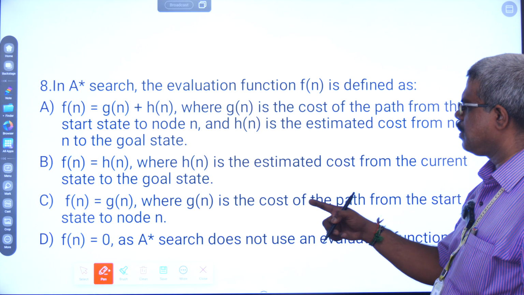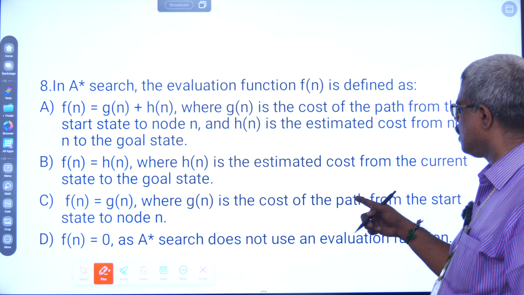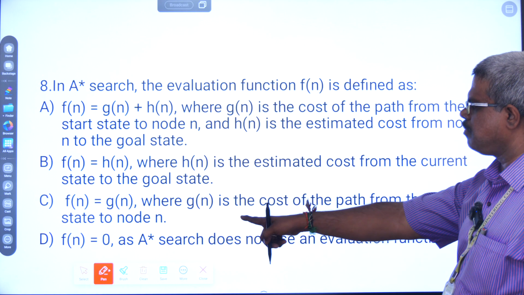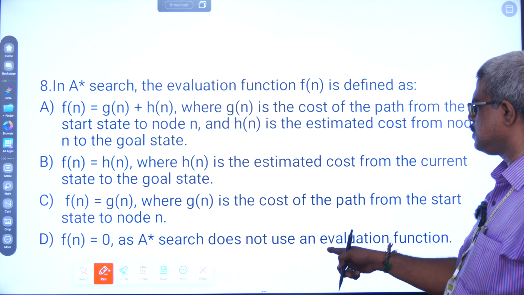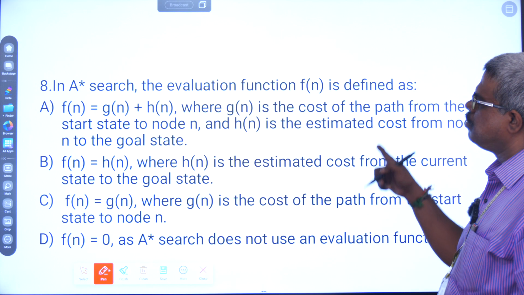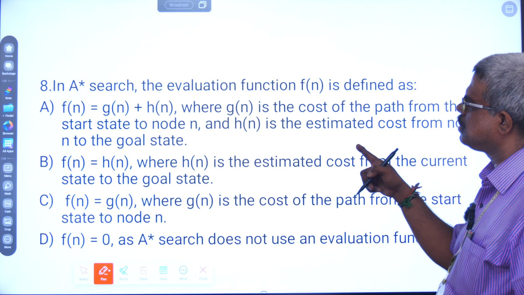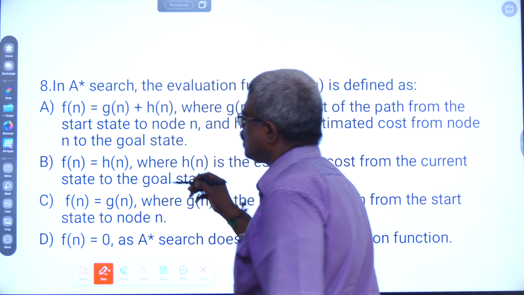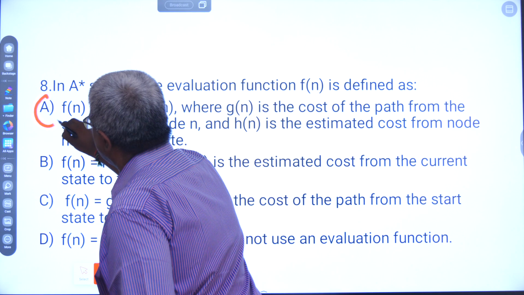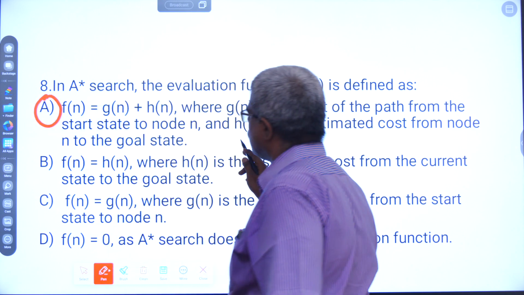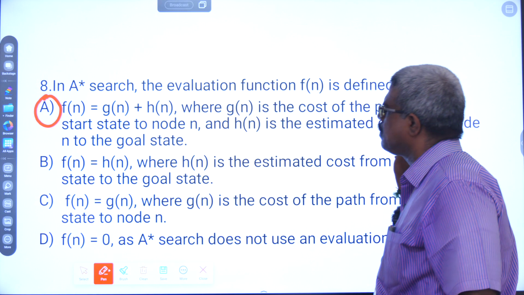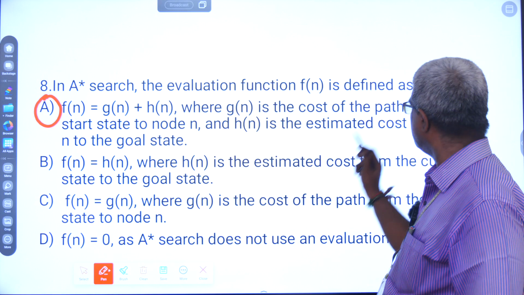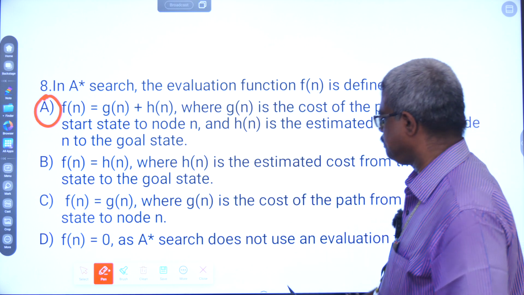Next one is f(n) = g(n), where g(n) is the cost of the path from the start to the end node. Last option is D, f(n) = 0, as A star search does not use an evaluation function. Based upon the four options, the given option is the A star search evaluation function f(n). So already we discussed that in A star search, f(n) = g(n) + h(n) is the correct answer, where g(n) is the cost of the path from the start node to the node n, and h(n) is the estimated cost from the node n to the goal state.